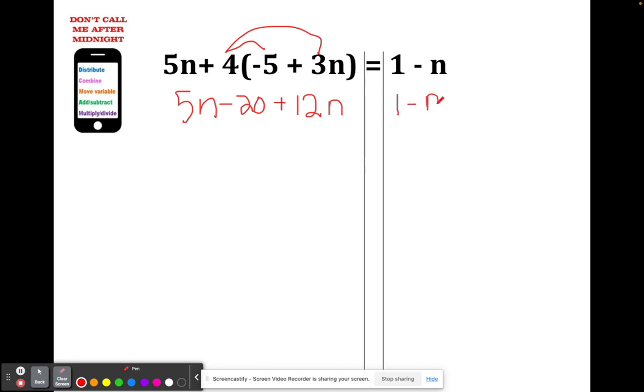Next, do I have any like terms to combine? I have 5n and 12n. If I put those together, I get 17n minus 20 equals 1 minus n. I'm going to go to the bigger party. Got a lot more n's over here. Add n to both sides.